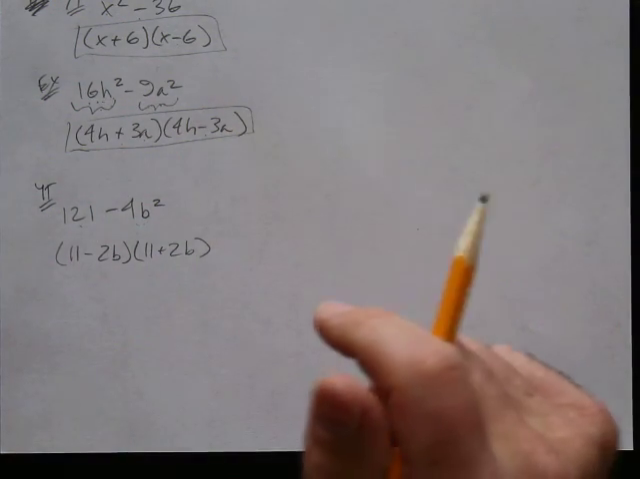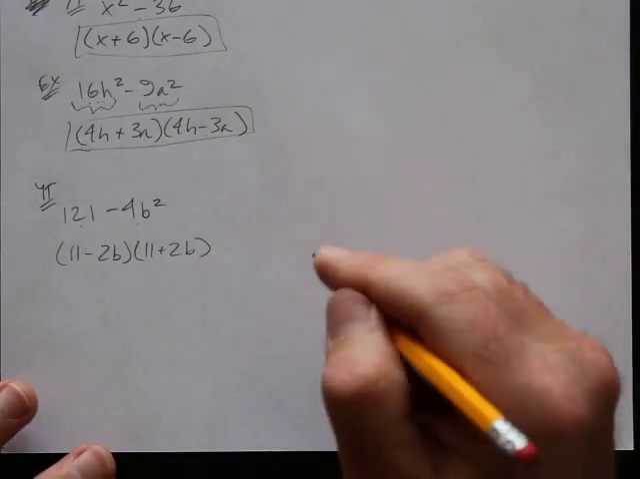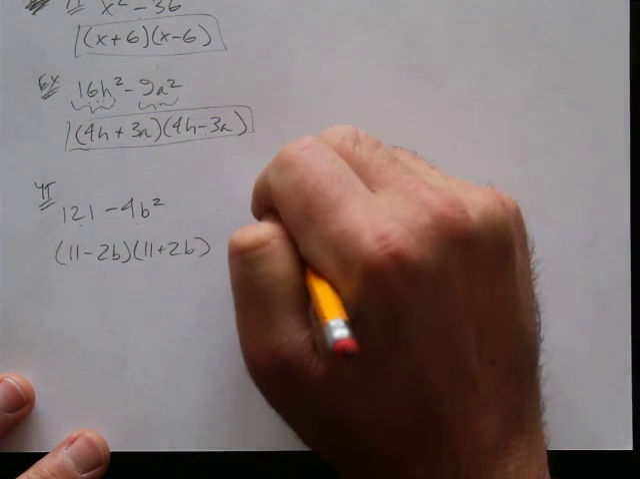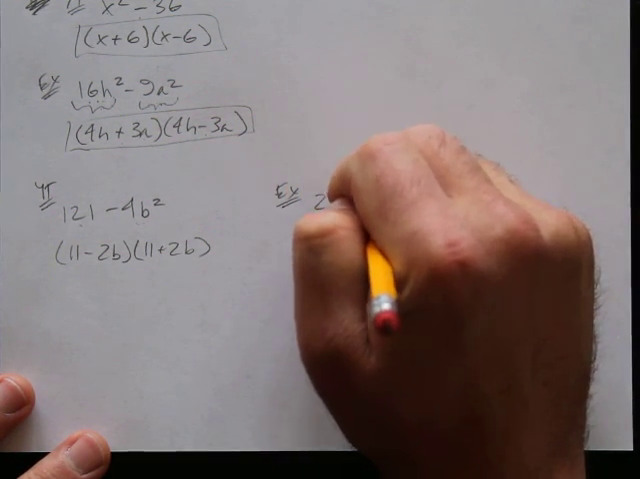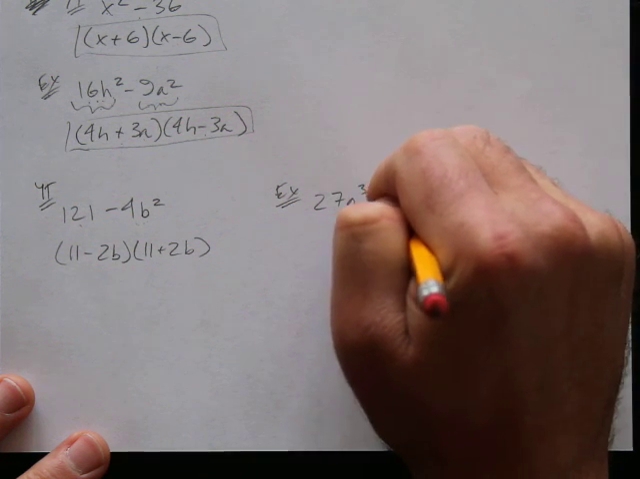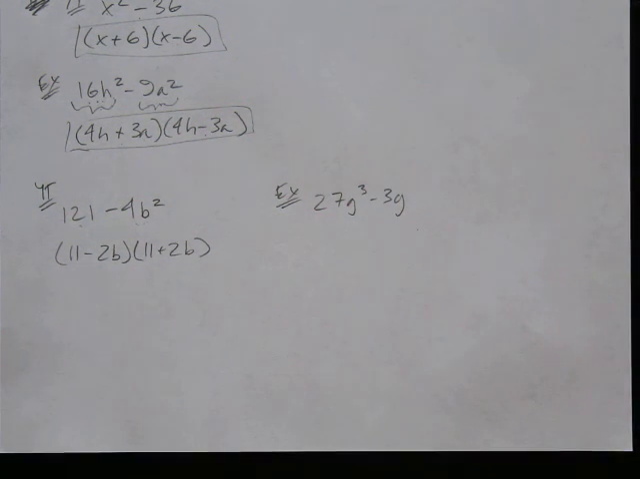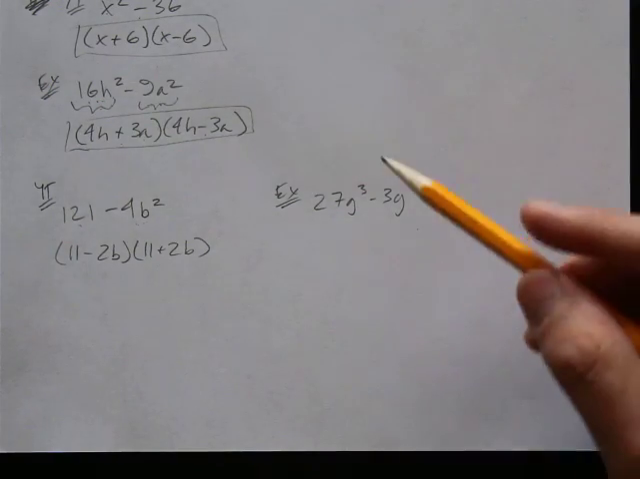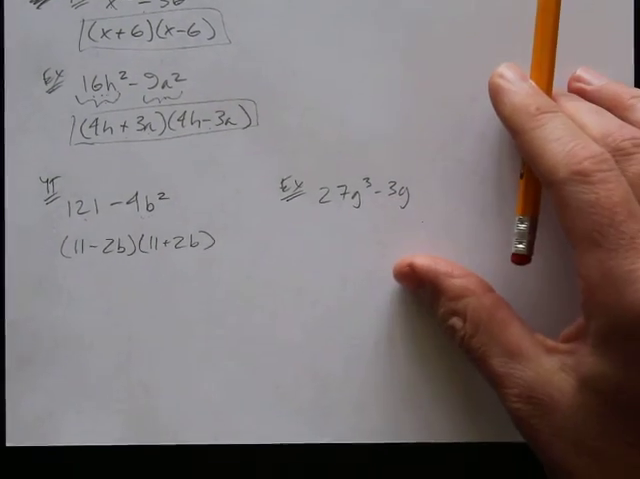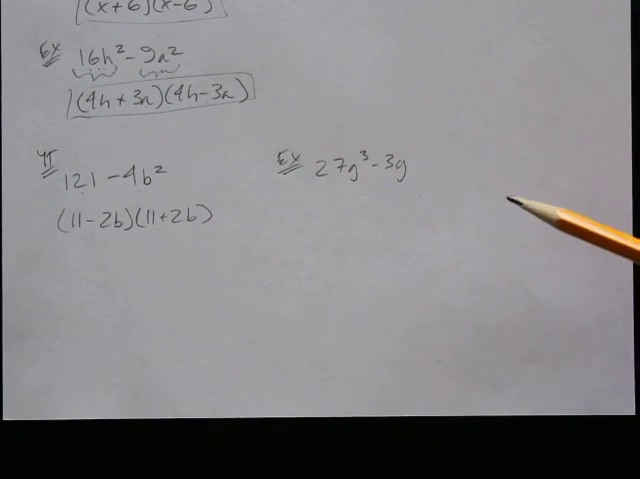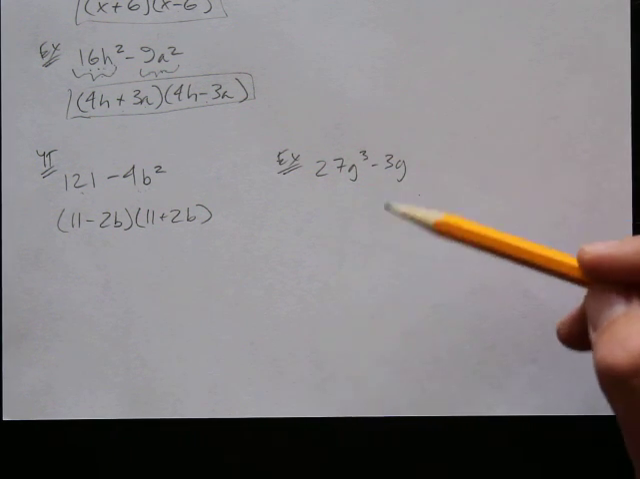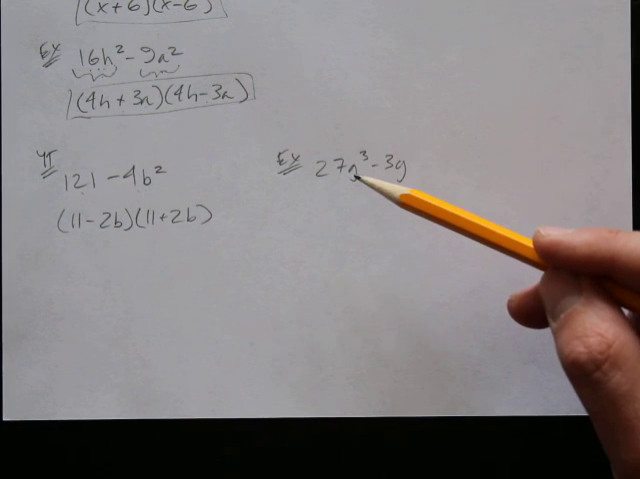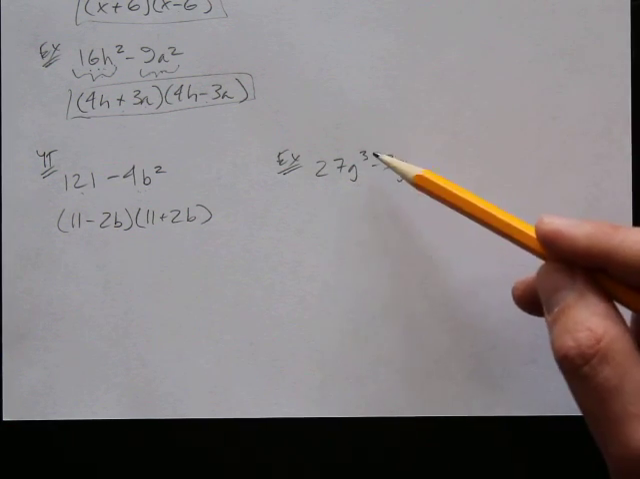Now let's look at another one that is a little bit more complicated. 27g cubed minus 3g. Okay, now for this one, g cubed is not a perfect square, neither is 27, neither is 3g. None of this stuff are perfect squares. But if I do a little factoring, then I might see something different here.